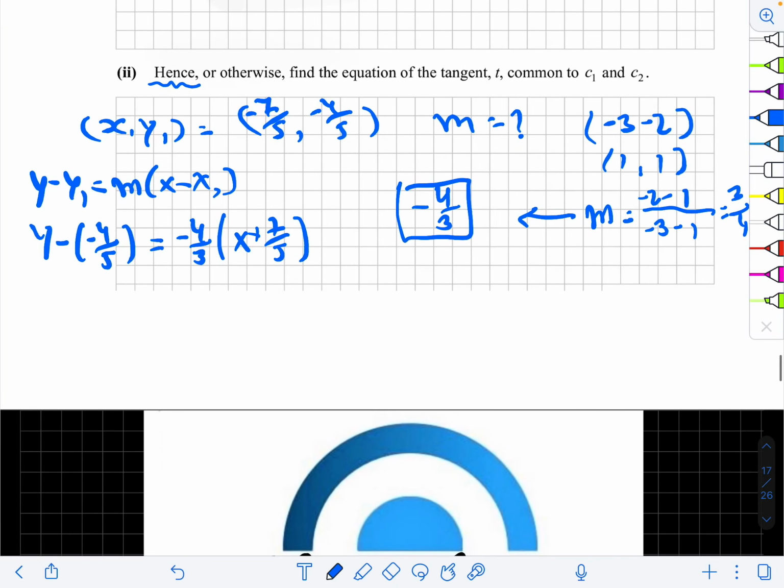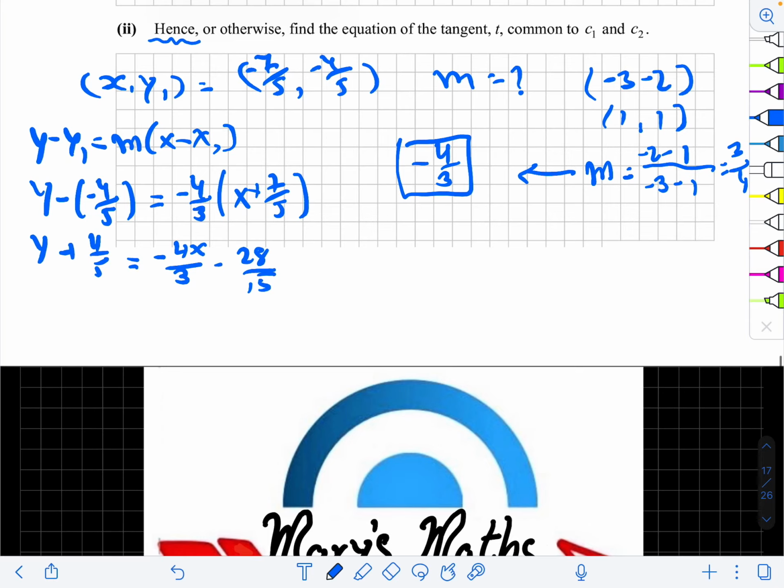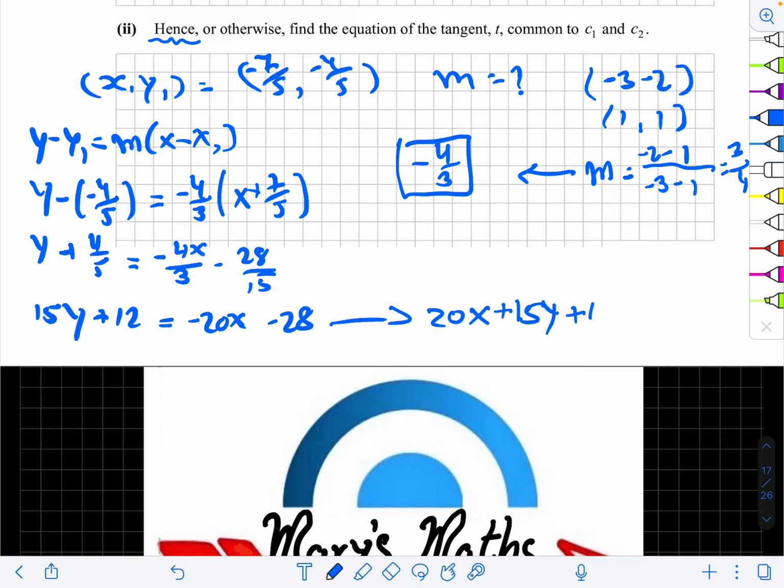So at this stage, it did not say in what format they wanted, so you can do it in any format you like. I'll first of all multiply everything out. And from this side, if you want, you can multiply everything by 15, so you won't have any fractions. I'll do that just for, I don't know why, but I will. And then I'll rearrange and bring everything to the same side. So it'll come out 20x plus 15y plus 40 equals 0.